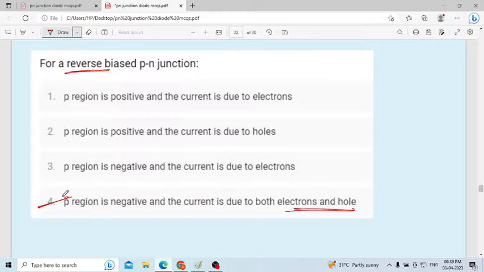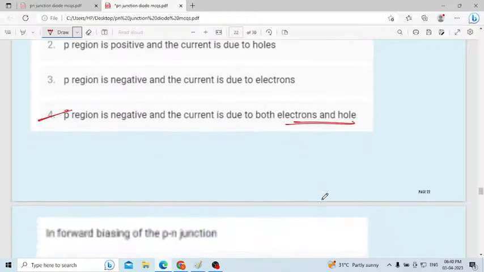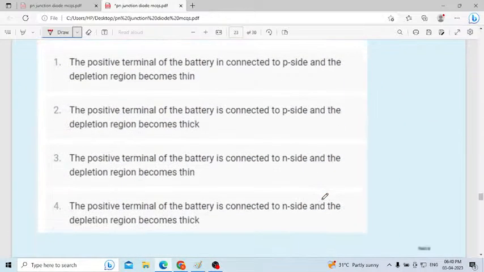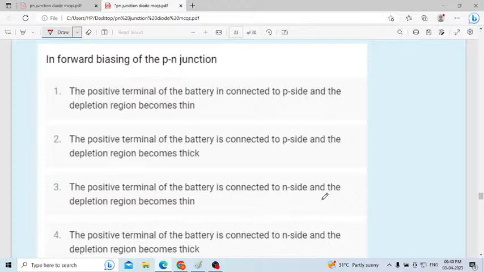Here the charge carriers are electrons and holes. Before, we knew only electrons are involved in the movement, or generation, of electricity. But here we come to know that in the case of diodes or semiconductors, both electrons and holes play an important role. Therefore remember that. Next, answer this question. This is also very easy. In forward biasing of the PN junction.